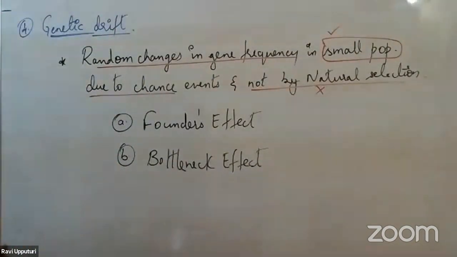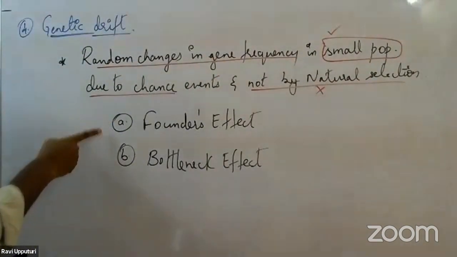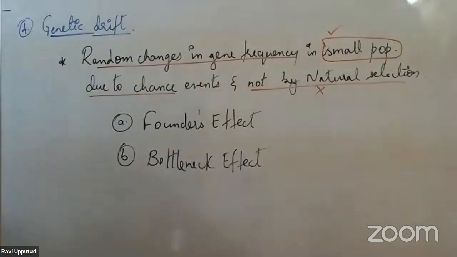Right? So we'll stop here for today. In the next session, we'll take up in detail what the founder's effect and the bottleneck effect are. Along with that, a brief introduction to two more, mutation and genetic recombination, because we have already studied them several times. With that, we'll be done with the topic called mechanism of evolution. The remaining part of the mechanism of evolution as well as the evolutionary forces, we'll take up in the next session.